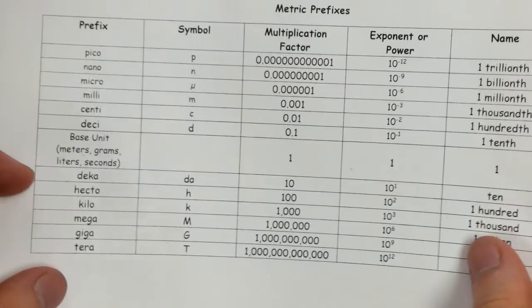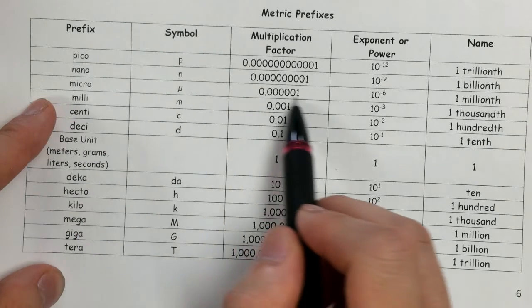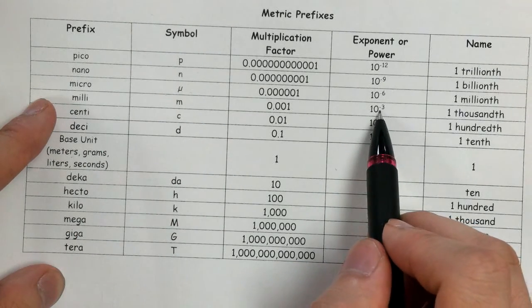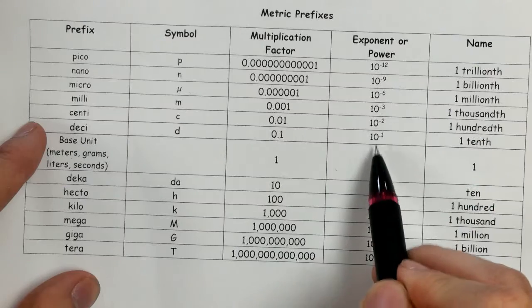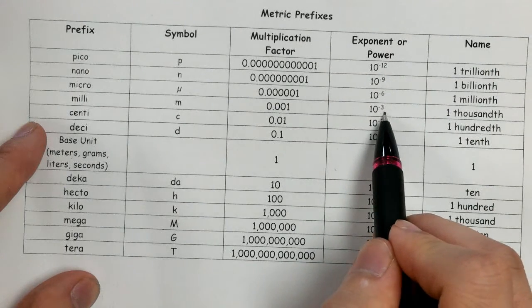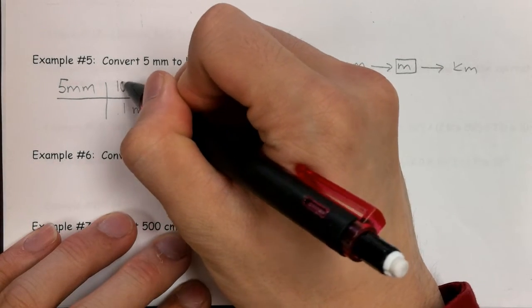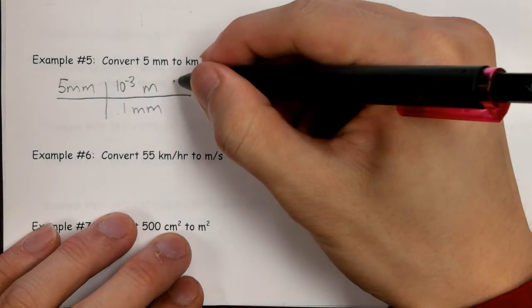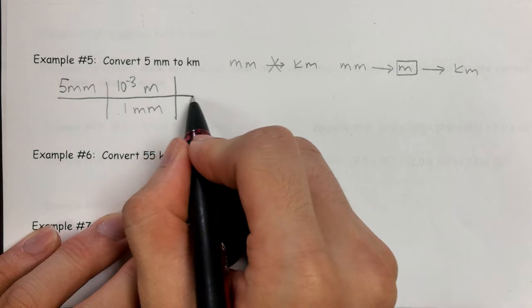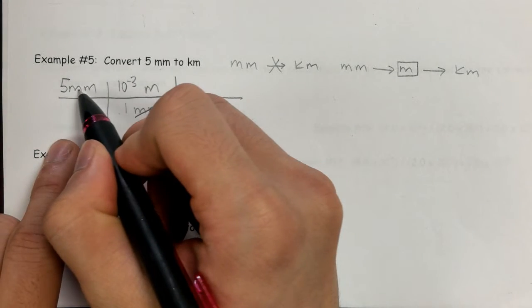So, if I look at this chart, okay, I'm going to find milli. So, it says that for every millimeter, there's going to be 10 to the negative 3 meters, okay? Again, sorry about that. So I'm going to say this is 10 to the negative 3. Okay? So I can cross off millimeters and millimeters.